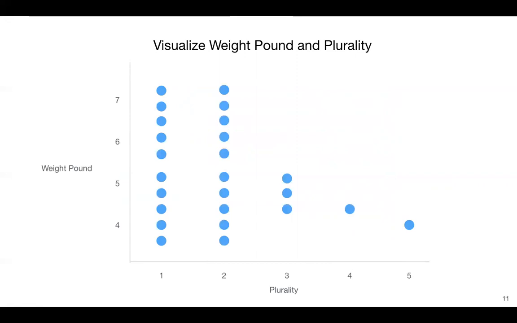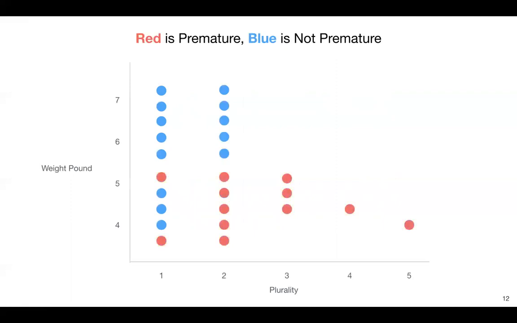And then we try to visualize this data. Think of each dot or circle here as a given baby. His or her weight pound is 7 and the plurality is 1, and that gives you the position of each baby. Now we can color each baby based on whether a given baby is prematurely born or not premature, meaning mature.